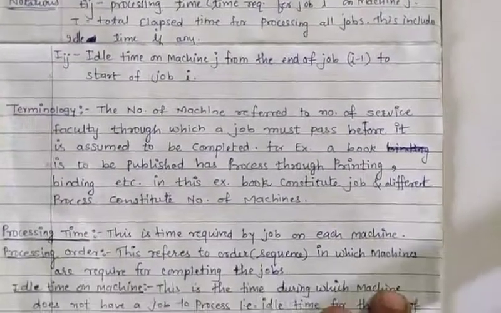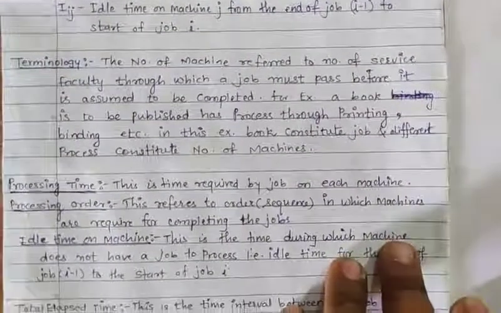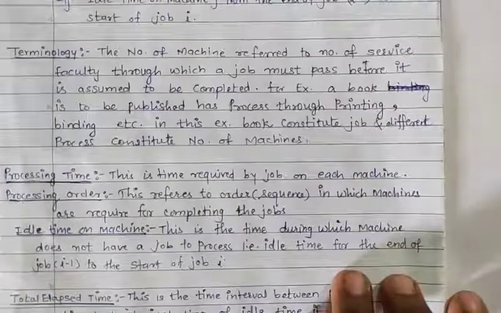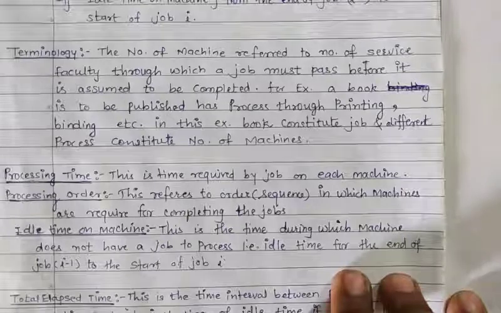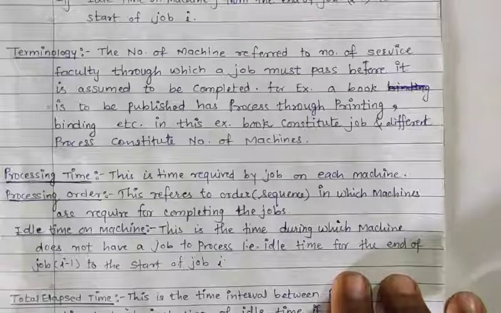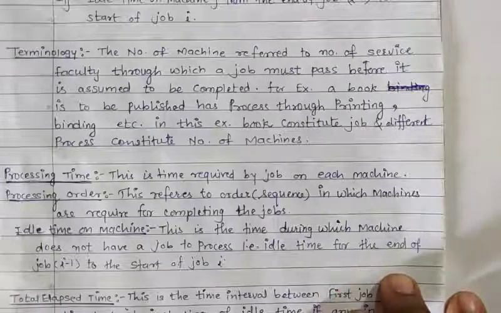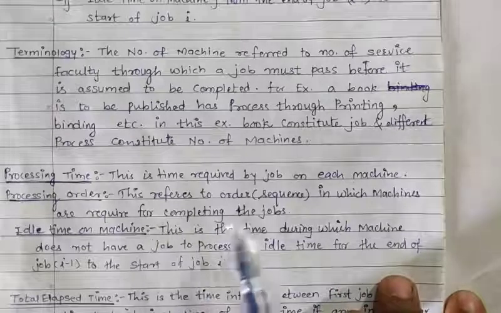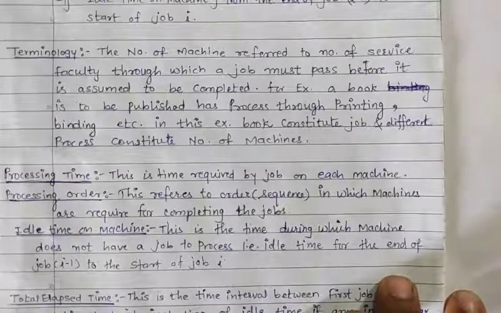Now we will see some definitions. Processing time: what is meant by processing time? This is the time required by a job on each machine, called processing time. Next, what is processing order? This refers to the order, or sequence, in which machines are required for completing the job. This is the processing order.